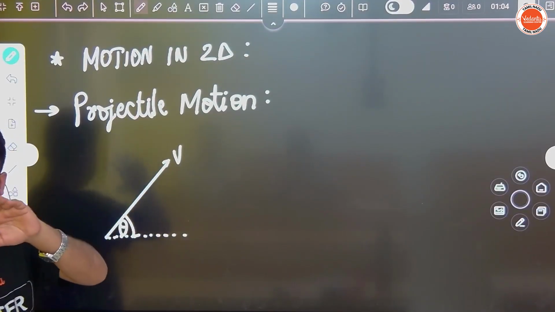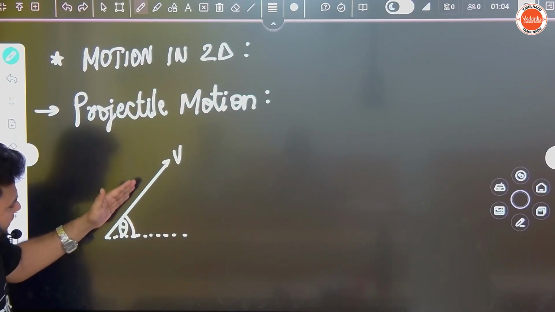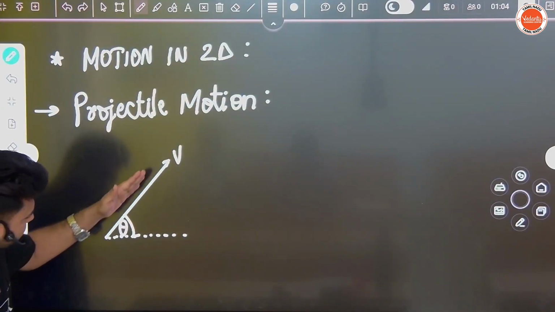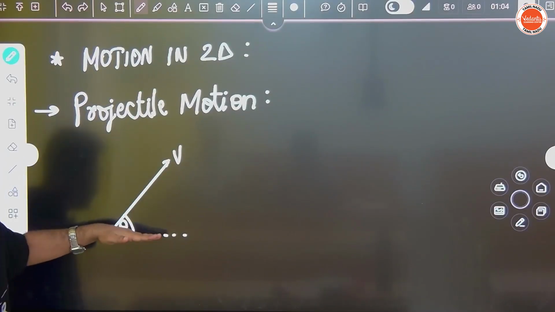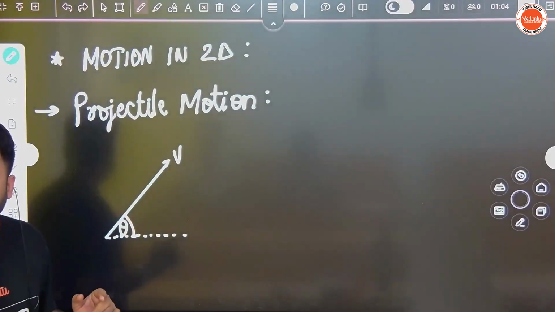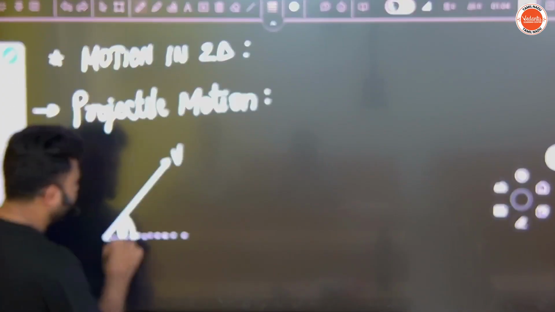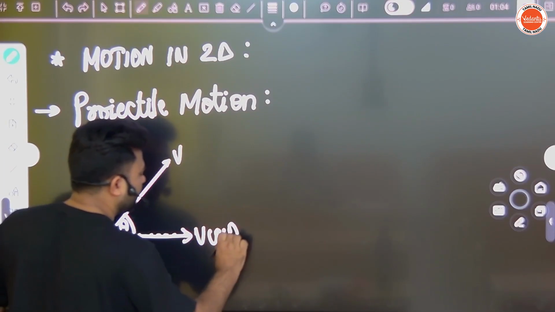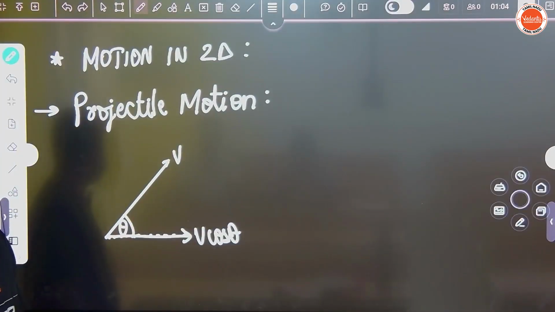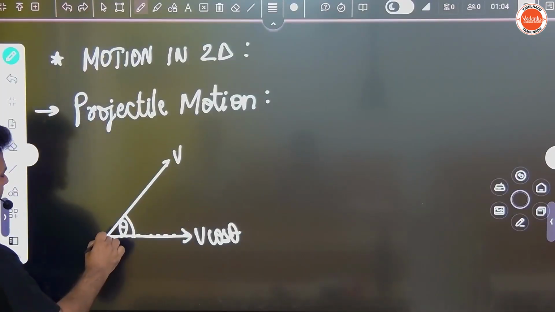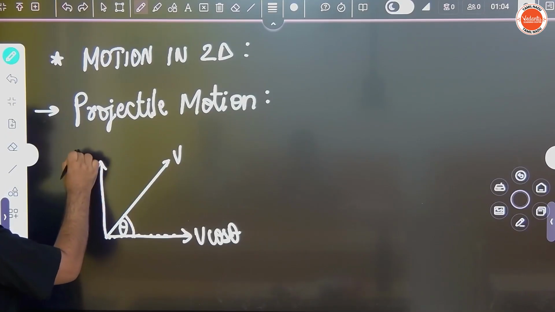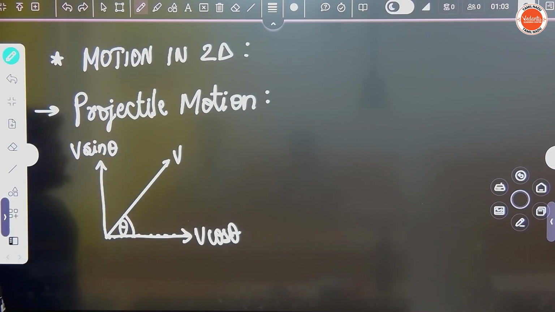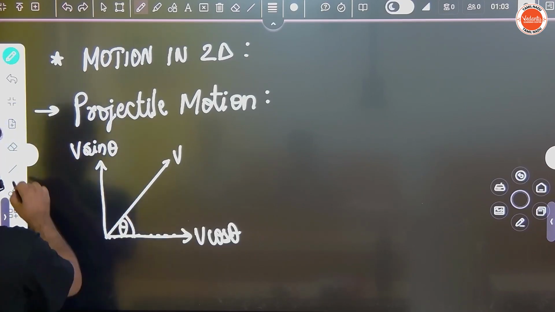Those who don't know, see here. If this is the velocity, you rotate towards theta, this angle. You rotate this vector towards this angle. So that will be the cos component, means V cos theta. And if this is V cos theta, the perpendicular component will be V sin theta. So first you should understand the components.